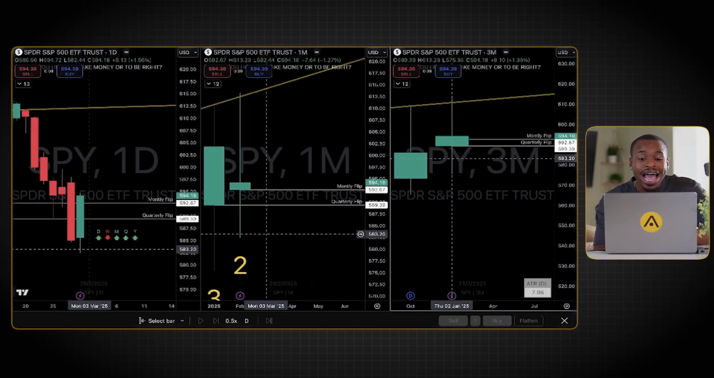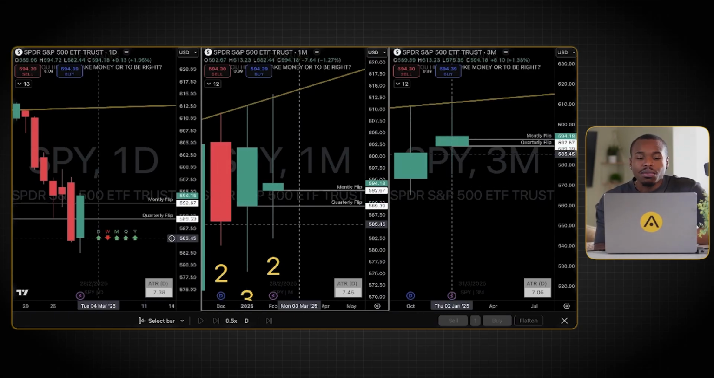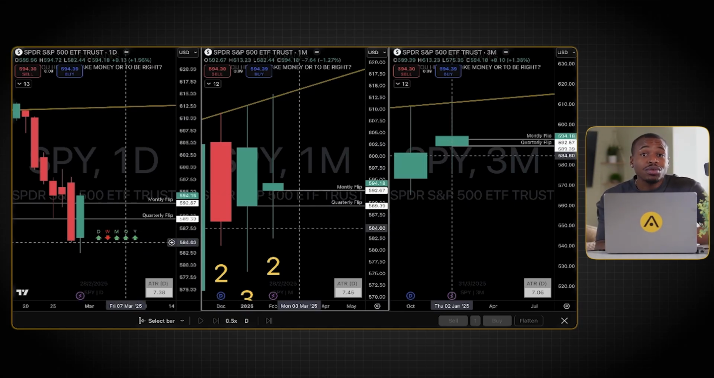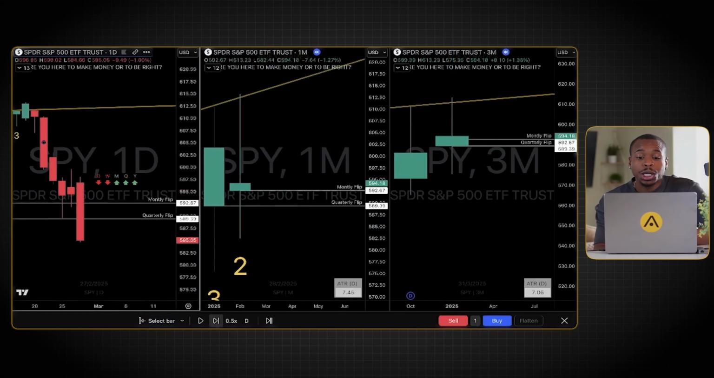You can see that we flipped back. Green on the month, green on the quarter, still red on the week. But look how important this area is that it lets us know who's in control. Above 592.67, we see that buyers have some control on the monthly and quarterly time frames. But below that level, we are back in full time frame continuity to the downside, just like that.